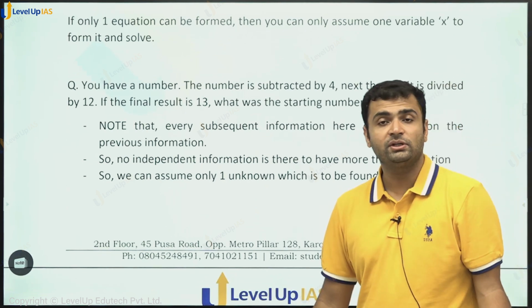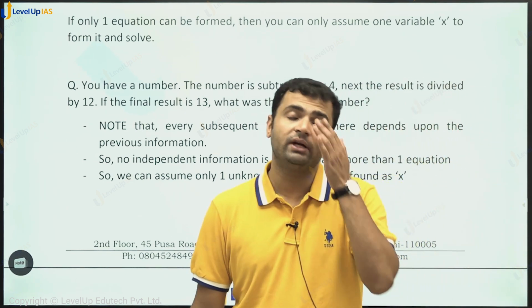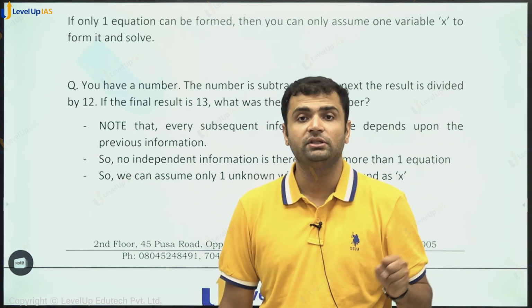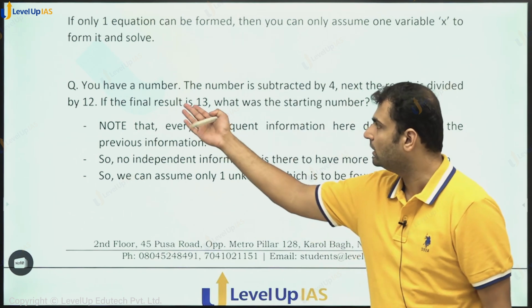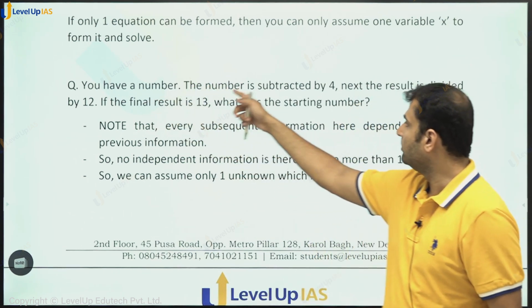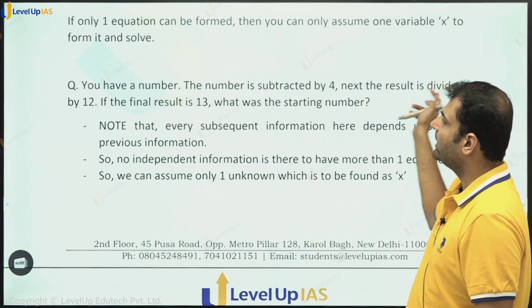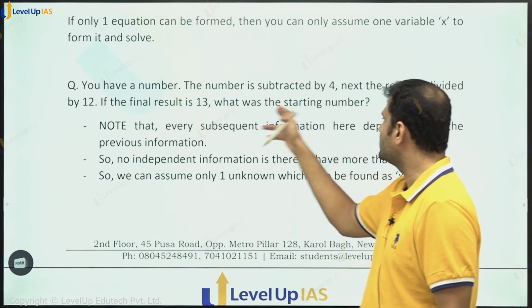And when we are talking about independent information, that information needs to be new and it should not be dependent on the previous information. For example, look at this: you have a number, the number is subtracted by 4, next it is divided by 12 and the final result is 13. What is the starting number?